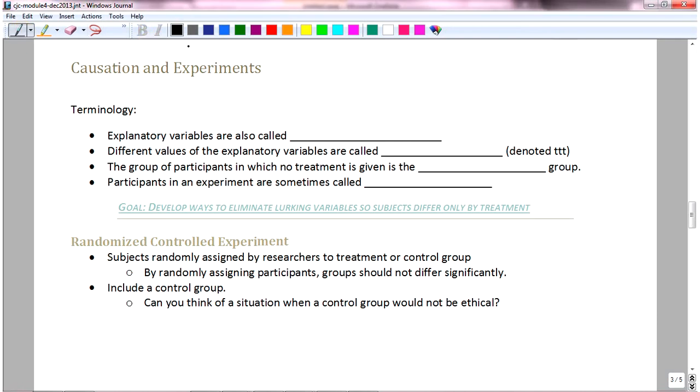Causation and experiments. First, we start off with some terminology. Explanatory variables are also called factors when dealing with experiments. Different values of the explanatory variable are called treatments, and you'll see treatments denoted as T often. The group of participants in which no treatment is given is the control group. And participants in an experiment are sometimes called subjects.